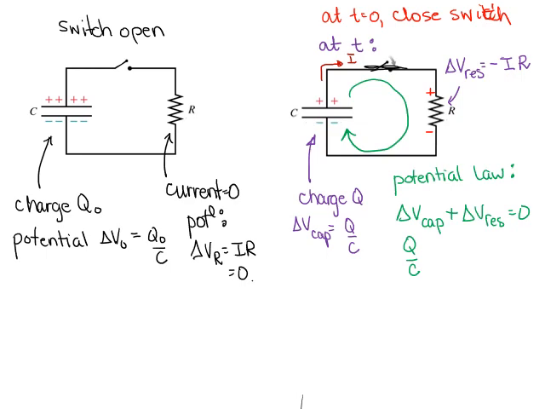Let's fill in delta V for the resistor. That's minus because we have a potential drop. Current times resistance equals 0. Okay, here's our fundamental setup. So now we've looked at the system with the switch open, then we close the switch, and we've thought about the charge and the potential at each step. Next, we'll move on to solving our equation to find an expression for the current as a function of time.